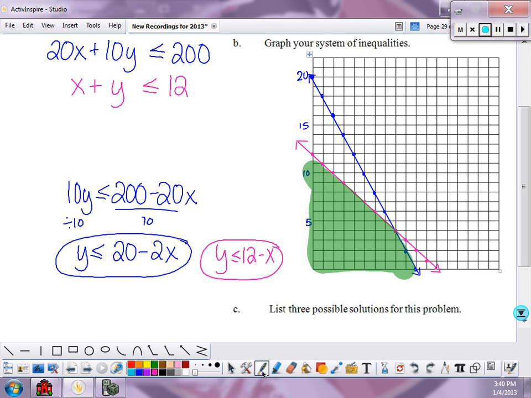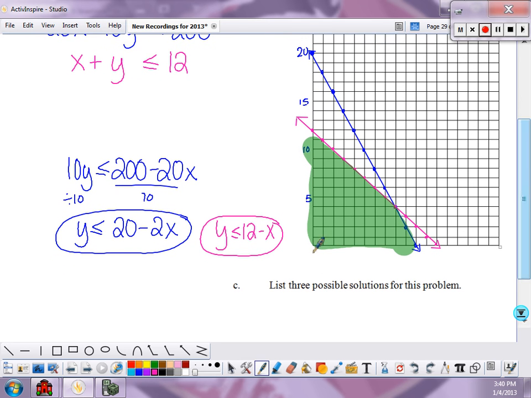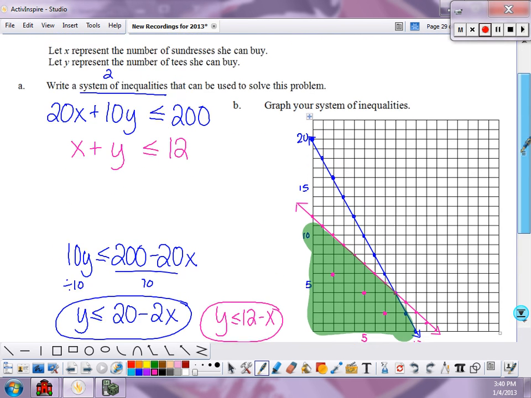And you can't go up here because that would be less than the blue line but not less than the pink line. So the final question, I think, is to list 3 possible solutions. I guess I should include some numbers here: 1, 2, 3, up to 10. Okay, so I'm going to just pick 3 answers. I could do one there, one there, one there. What was X again?